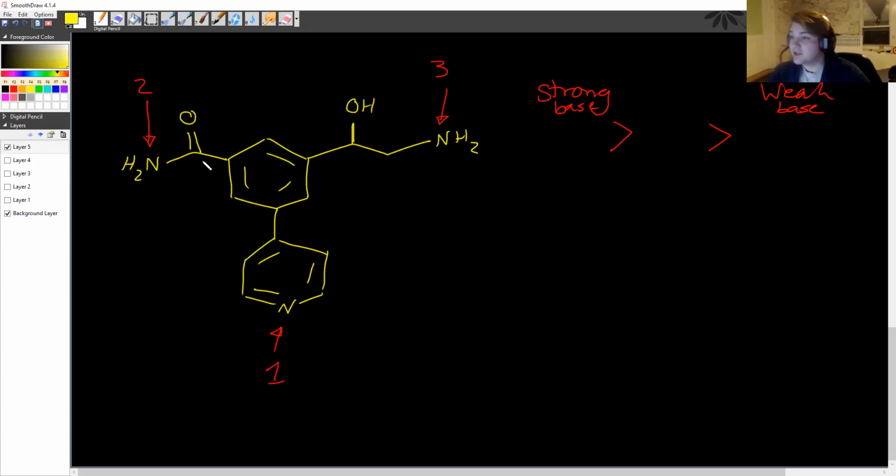What we can do is take a look at the pKa's that we have memorized. We know that this is an aliphatic amine, and an aliphatic amine has a pKa of around 10. This is a pyridine, and pyridines and all aromatic amines have a pKa of around 2. And then we have an amide, and we didn't necessarily learn this pKa. So this pKa is around 7.5.